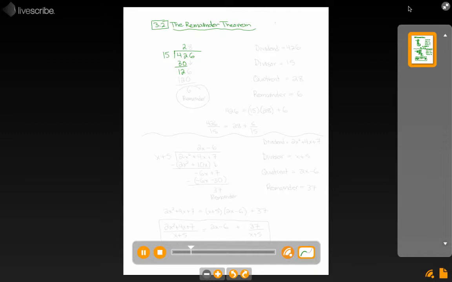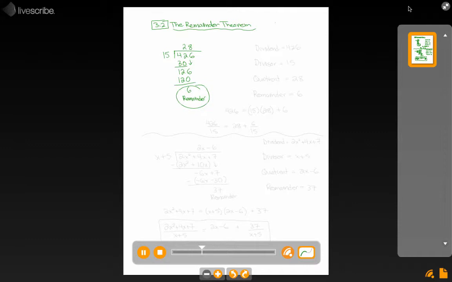And 15 doesn't go into 12, so I bring down this 6, and I say, how many times does 15 go into 126? That one you might even need to think about for a minute, but the answer is 8, because 8 times 15 is 120. So when I subtract 126 minus 120, I get an answer of 6. Now, 15 doesn't go into 6, and so this is what we call the remainder. So we have ourselves a remainder of 6.